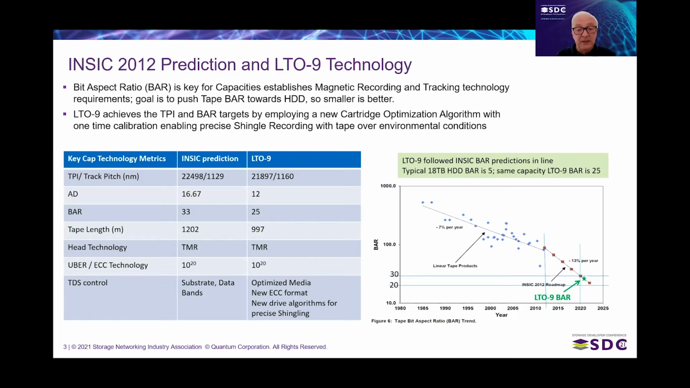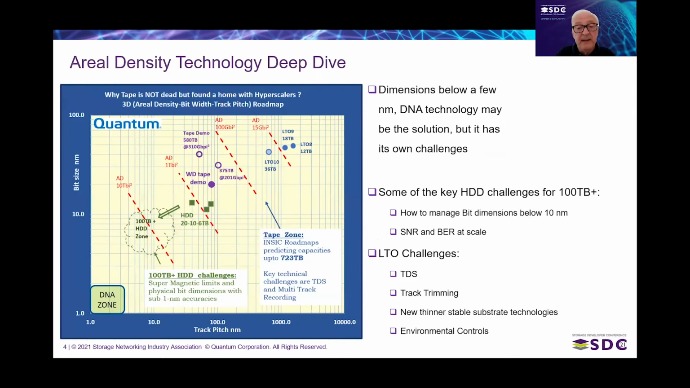Now, there's a couple other things in here worth mentioning, and basically that is TDS control. Back in those days, we said we needed to substantially improve the substrate, which would have cost higher, and increase data bands, which would also have added complexity and cost. What we were able to do with LTO-9 is use optimized media, a new ECC format, and new drive algorithms for very precise shingling. Combining all these things with areal densities, we're able to achieve 18 terabyte capacities with an extremely high durability data recording archival system.